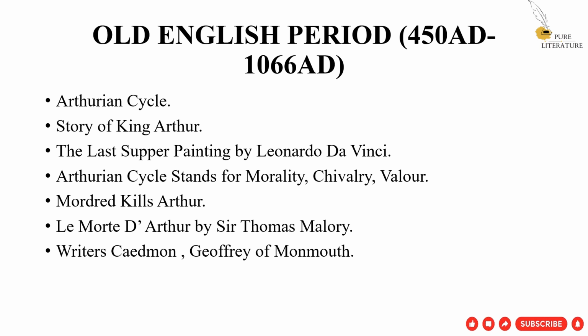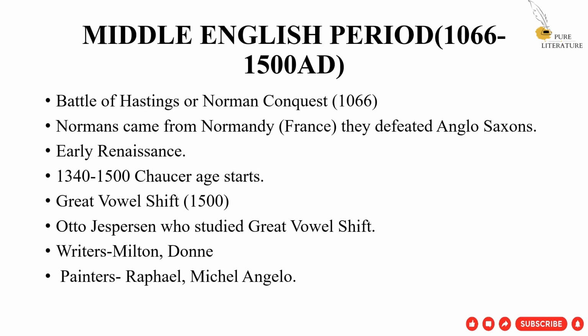If they ask you in NET or any exam which age is basically the Arthurian cycle, it is Old English, where we have other writers like Cadman, Geoffrey of Monmouth, but most of the writers are unknown. If we know about the writers, we don't know about the books, or if we know about the books, we don't know the names of the writers.